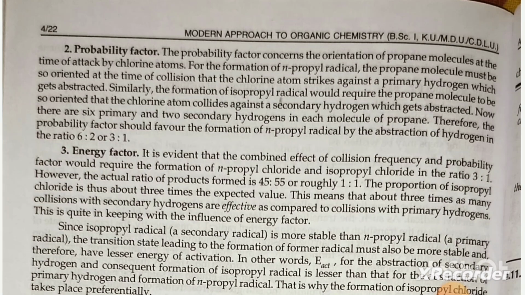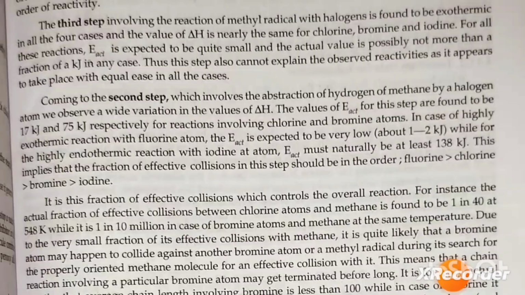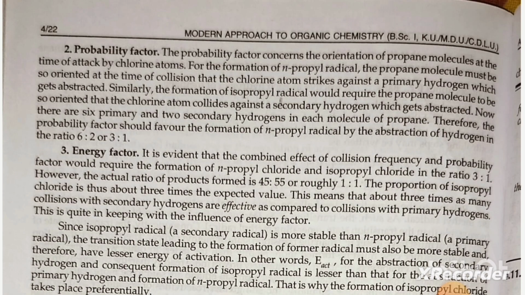It is evident that the combined effect of collision frequency and the probability factor would require the formation of n-propyl chloride and isopropyl chloride in the ratio of 3:1. However, the actual ratio of the products formed is 45:55 or roughly 1:1. The proportion of isopropyl chloride is thus obtained 3 times the expected value. This means that about 3 times as many collisions with secondary hydrogen are effective as compared to collisions with primary hydrogen. This is quite in keeping with the influence of the energy factor.